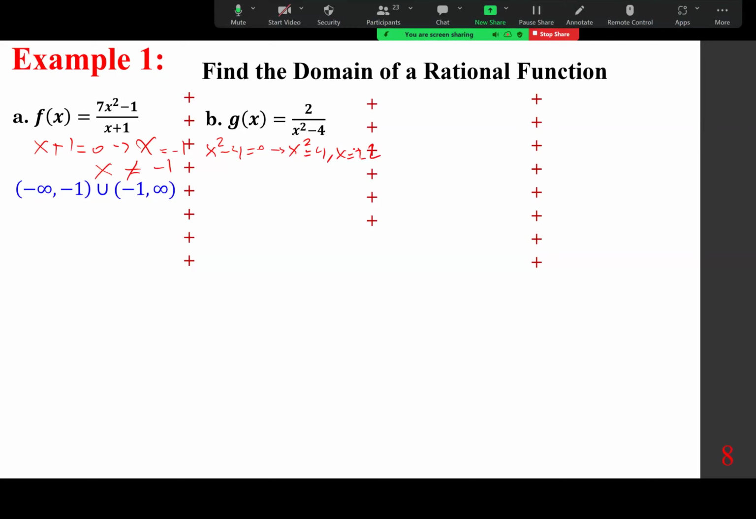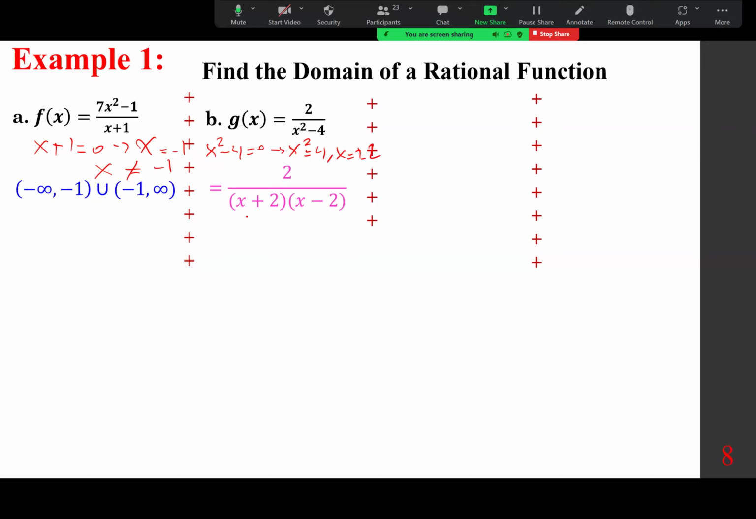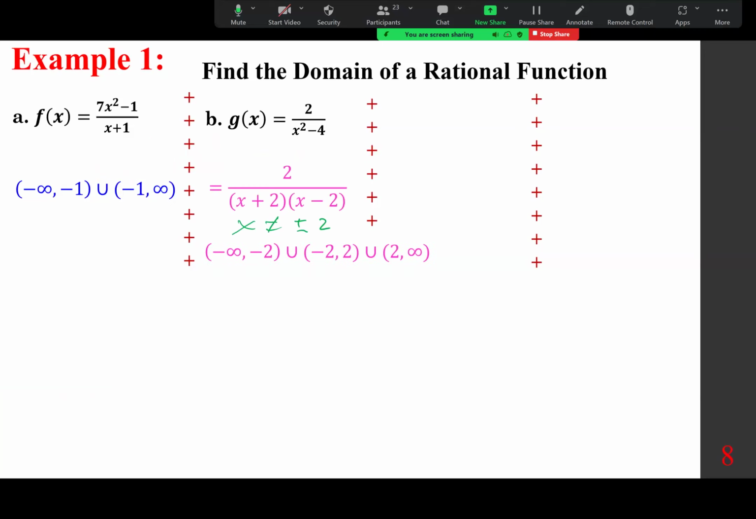And you exclude it. So you factor the denominator, and then you exclude 2 and negative 2. So x can't be plus or minus 2. In interval notation: negative infinity to negative 2, union negative 2 to 2, union 2 to infinity. That is the domain.